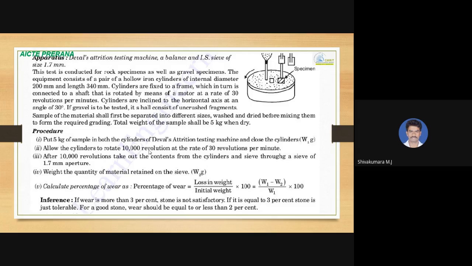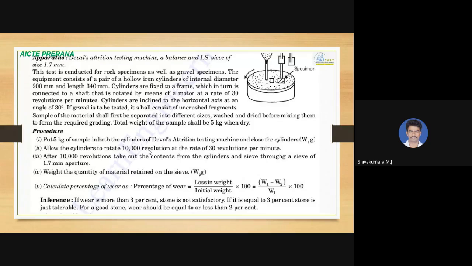This equipment consists of a pair of hollow iron cylinders of internal diameter 200 mm and a length of 340 mm. The cylinders are fixed to a frame, which in turn is connected to a shaft that is rotated by means of a motor at the rate of 30 revolutions per minute. The cylinders are inclined to the horizontal axis at an angle of 30 degrees. If gravel is to be tested, it shall consist of uncrushed pieces.